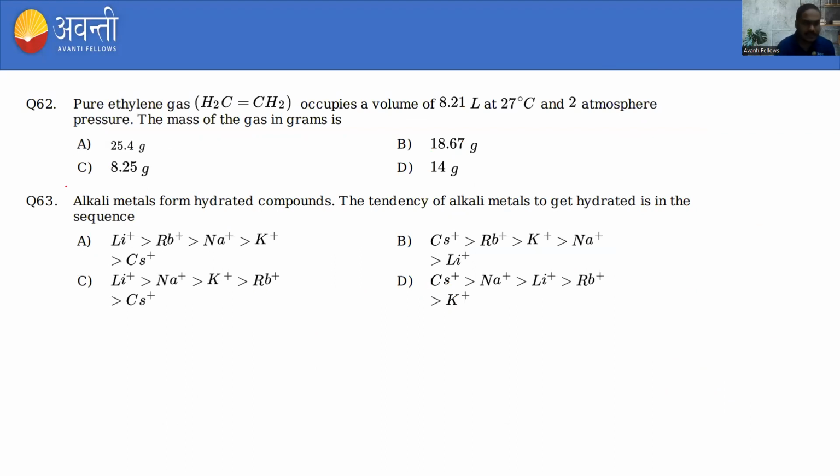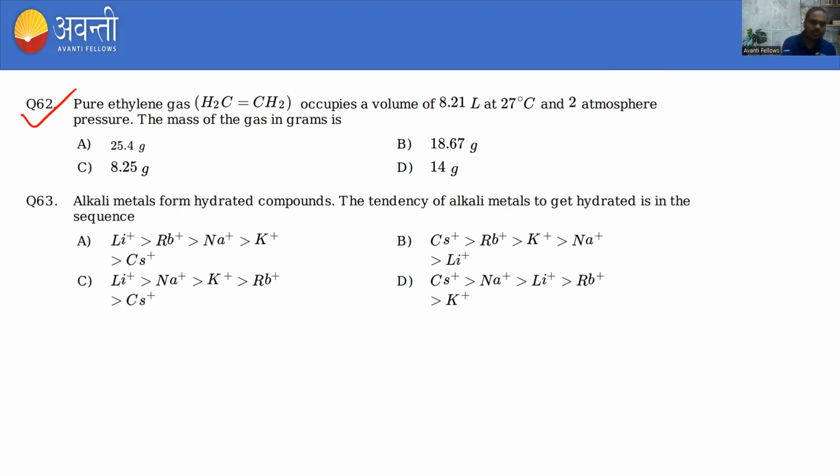Chalo. Move to the next question, beta. That is question number 62. Pure ethylene gas, CH2=CH2, occupies a volume of 8.21 liter at 27 degrees Celsius and 2 atmosphere pressure. The mass of the gas in gram is? So you have to calculate the mass of the gas in gram.